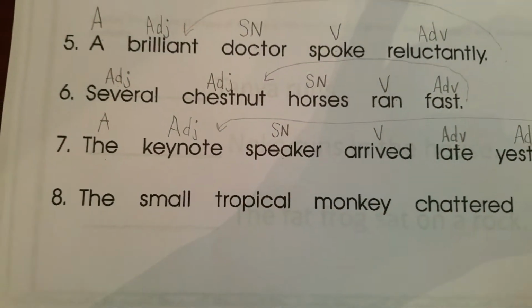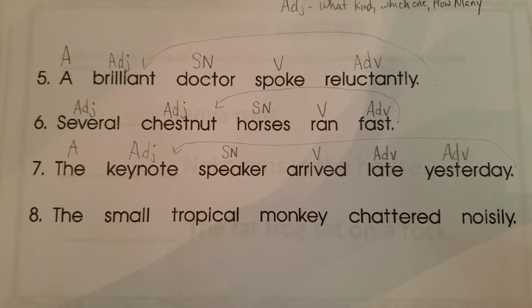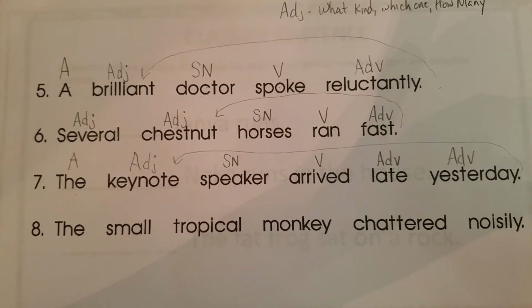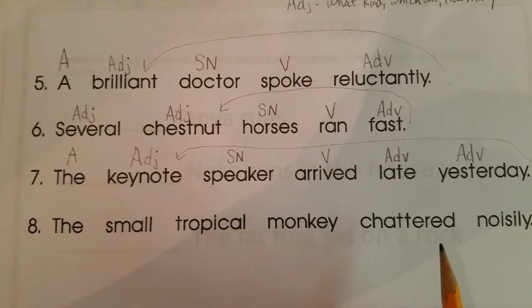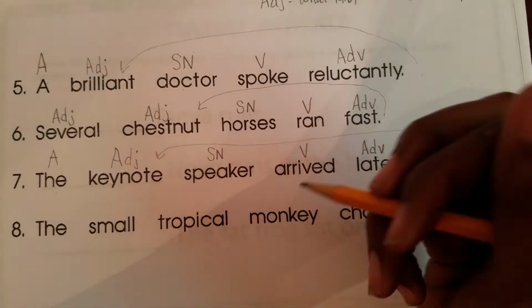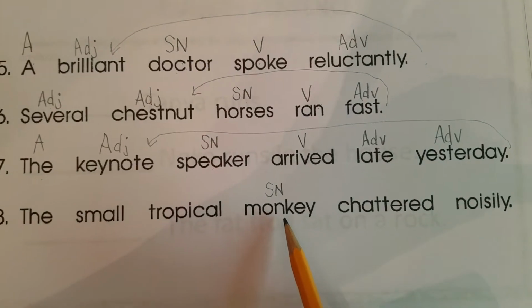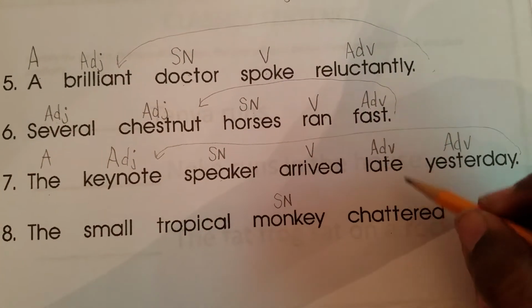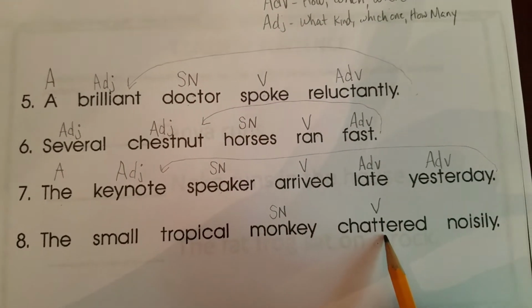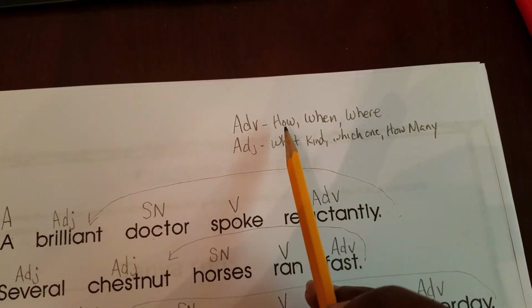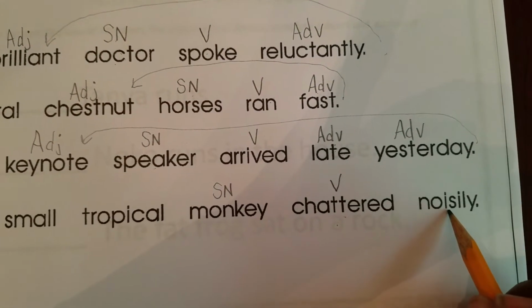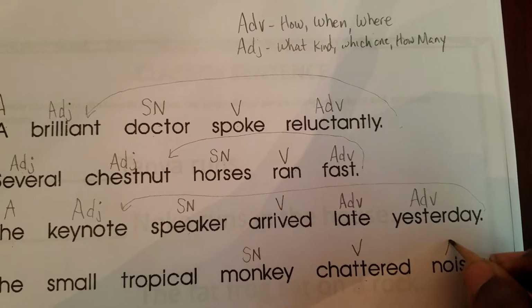Good. Our last sentence. The small tropical monkey chattered noisily. What chattered noisily? Monkey. Subject, noun. What is being said about monkey? Monkey chattered. Verb. Chattered. How? Noisily. Adverb.